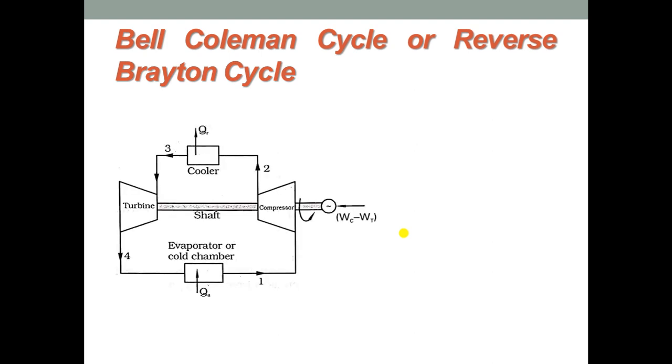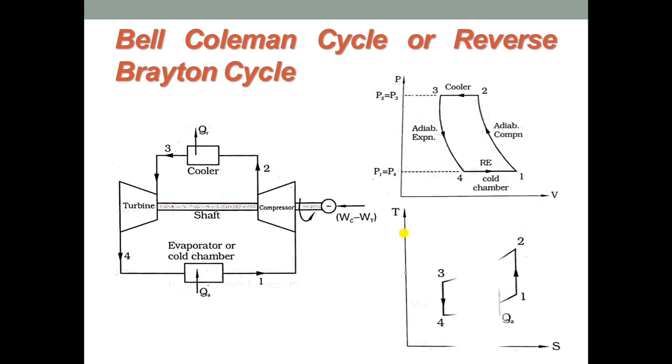Bell-Coleman Cycle. It is also called the reversed Brayton cycle or reversed Joule cycle. It is a cycle working on an air refrigeration system. The flow diagram of the air refrigeration system working on Bell-Coleman is shown in the figure. We also have the PV as well as TS diagram.